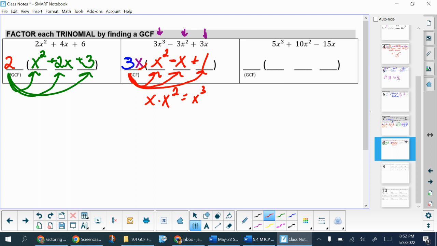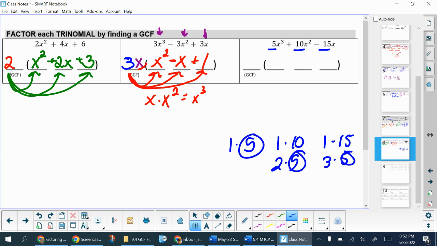Final one here. Here we go. So we're going to start out with our numbers, 5, 10, and negative 15. Look through those factor lists. List them out if you need to. 5 is 1 times 5. 10 is 1 times 10, or 2 times 5. And then 15 is 1 times 15, or 3 times 5. You can see there is a 5 in all of them. So there's a 5 in our greatest common factor.